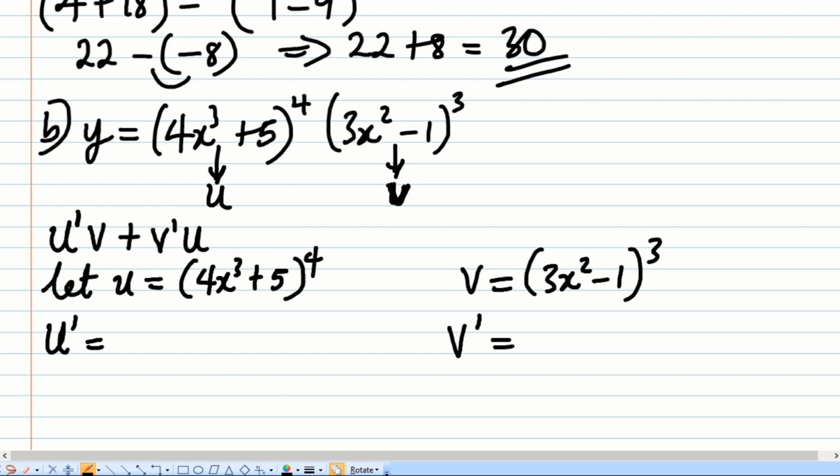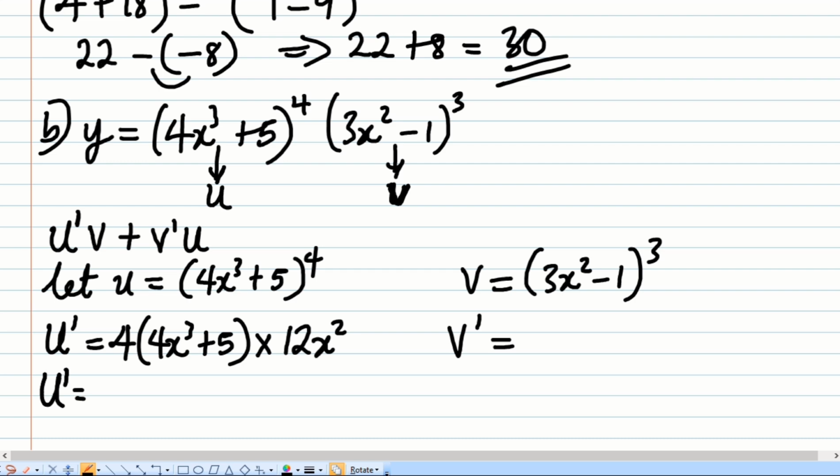You see the power here is 4, so this is going to be 4 multiplied by everything, (4s cubed plus 5). But then this will not be the answer. You're also going to multiply by the derivative of the term inside the bracket, which is 4s cubed plus 5. Differentiating 4s cubed, 3 times 4 is 12, and then I'll have s raised to power 2, 3 minus 1, and if I differentiate 5, a constant, I'm going to get 0. So this will be our u prime.